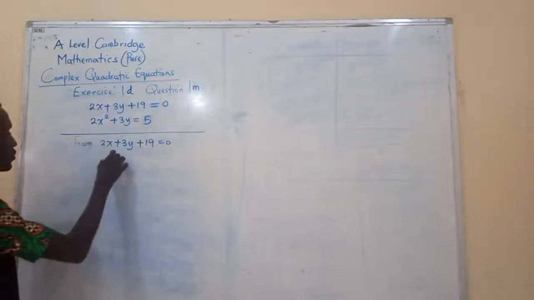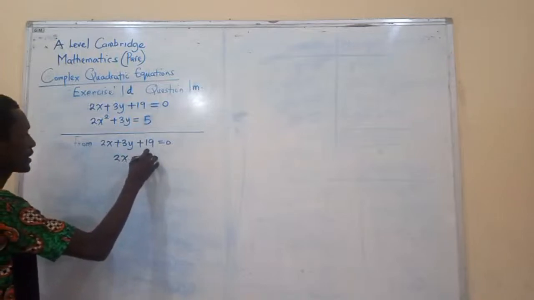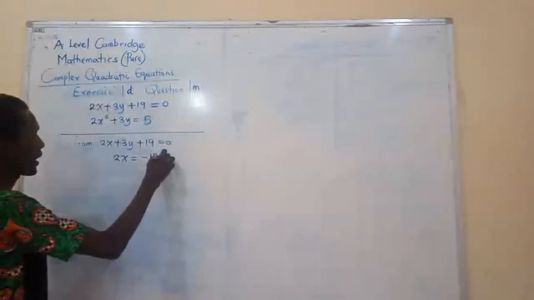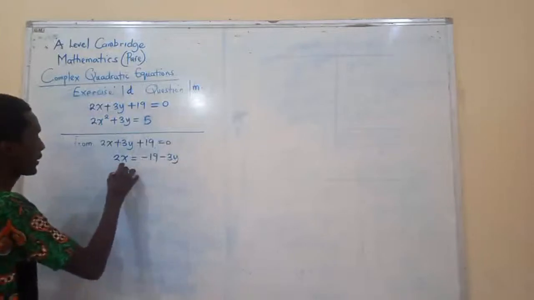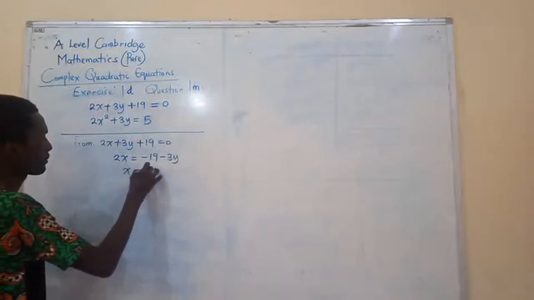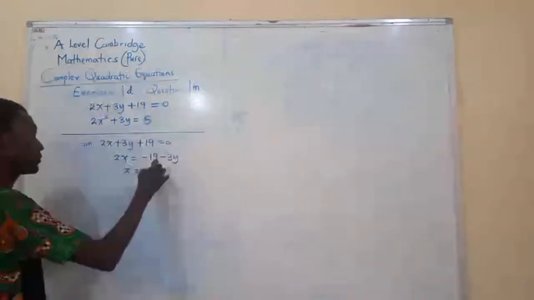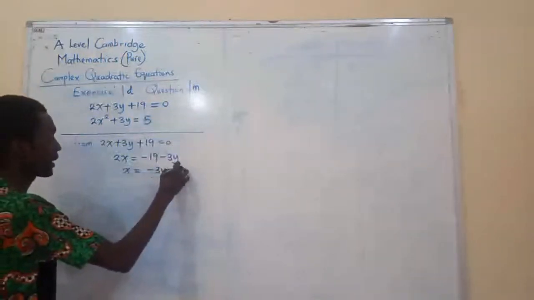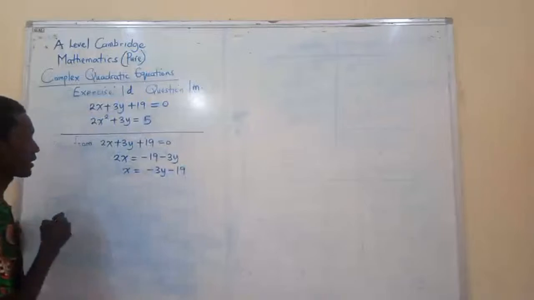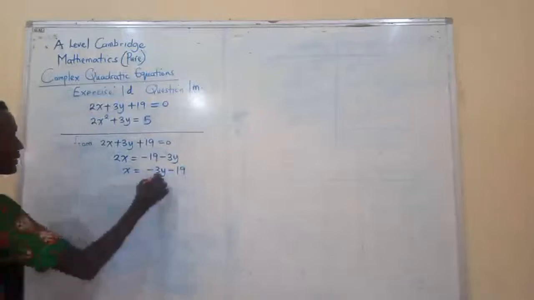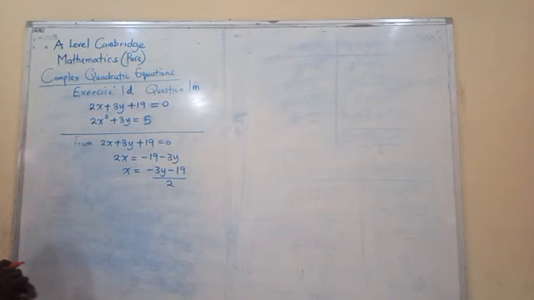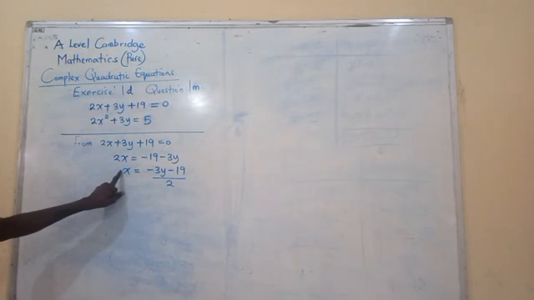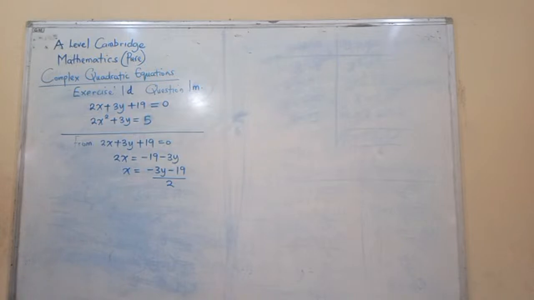So I'll say 2x will be equal to negative 19 minus 3y. And then x will be equal to negative, I can flip this, 3y minus 19, and then divided by 2. Because I want to make x the subject of the formula. That's what I have in mind.